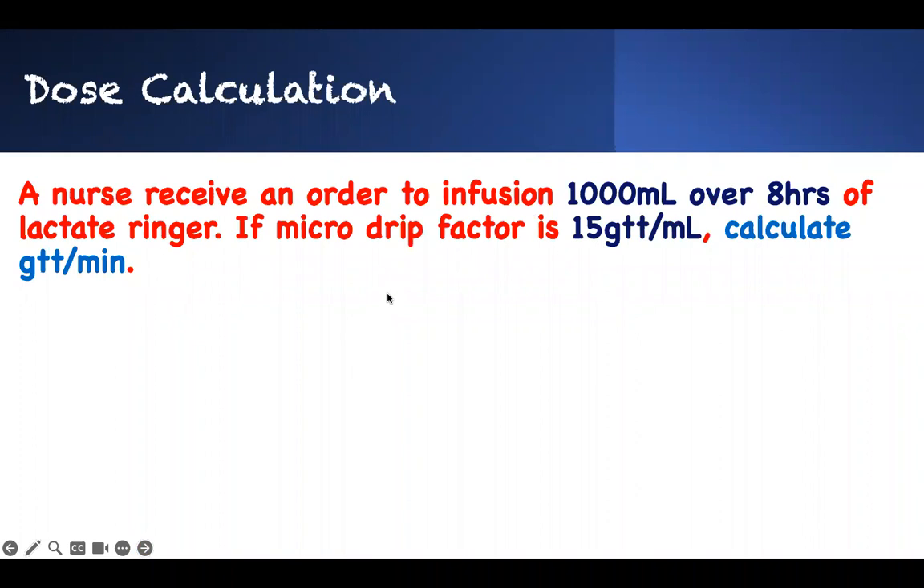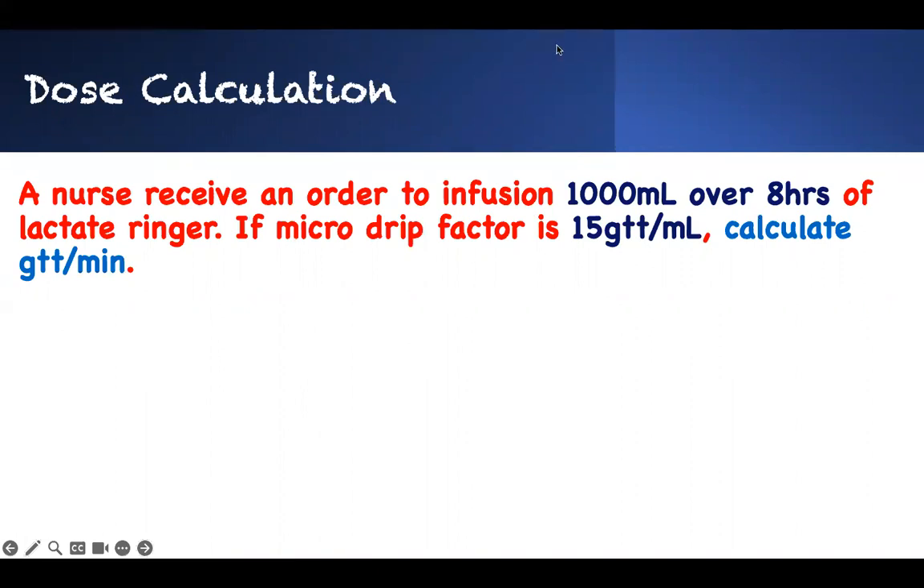A nurse received an order of infusion of 1,000 ml over 8 hours of lactated Ringer's. Once again, the micro drip factor, this one they've given you. If they don't give it to you, you assume micro is 60 drops per minute and macro is 20. But if they give it to you, use what they've given you.